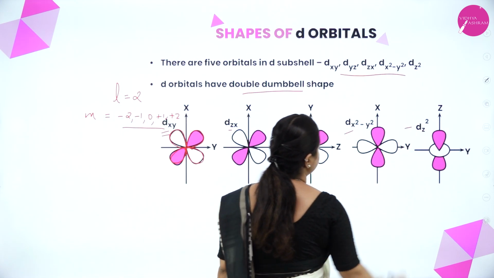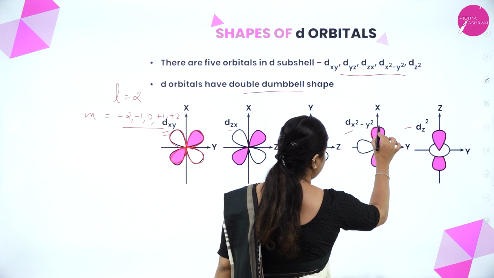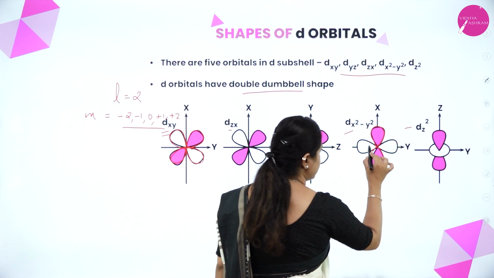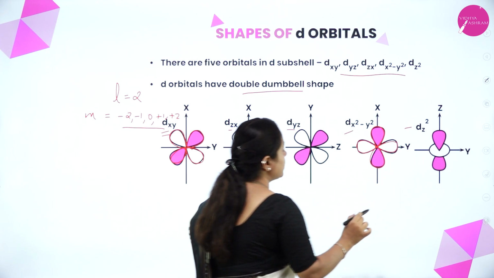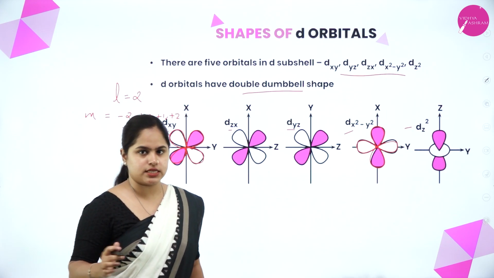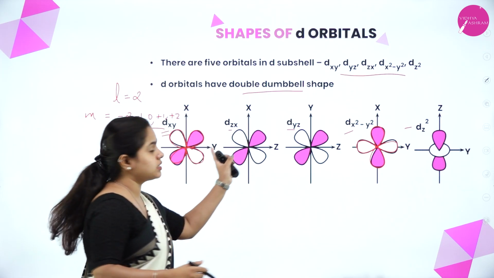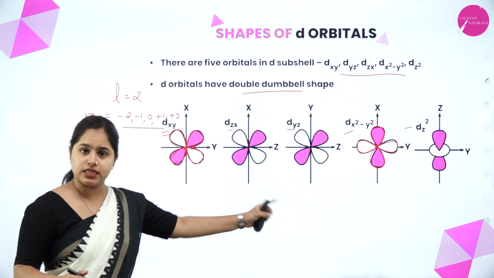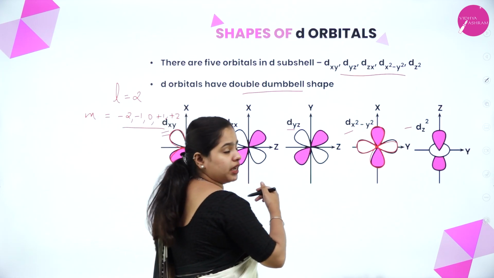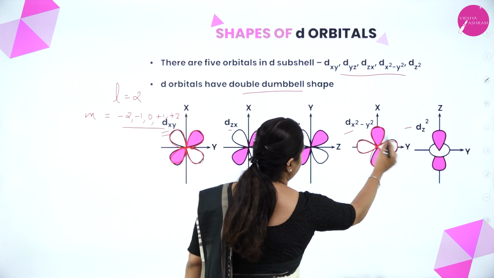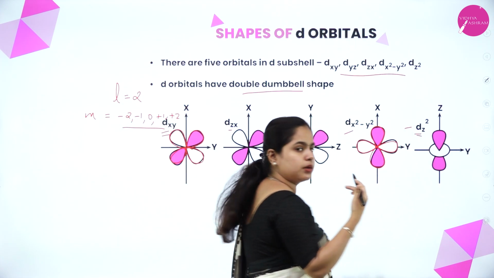Now these two are a little different. First one is dx square minus y square orbital. As you can see, one of the dumbbells is in this direction and one dumbbell is in this direction. So it is along x and y axis. One dumbbell is along x axis, one dumbbell is along y axis. In these three, dxy, dzx and dyz, the dumbbells were in between the axes. In dx square minus y square, the two dumbbells are along the x and y axis. That is the difference. Now, dz square has a little bit different shape.